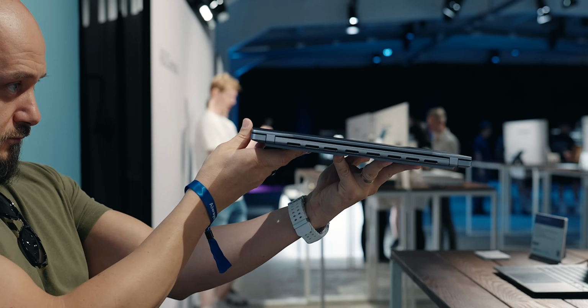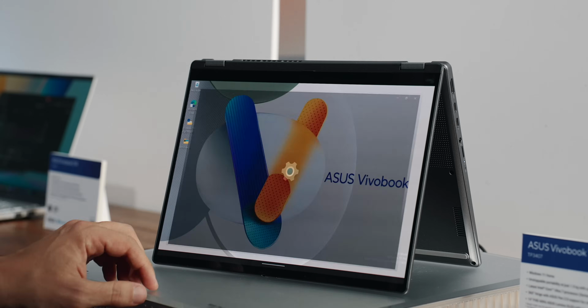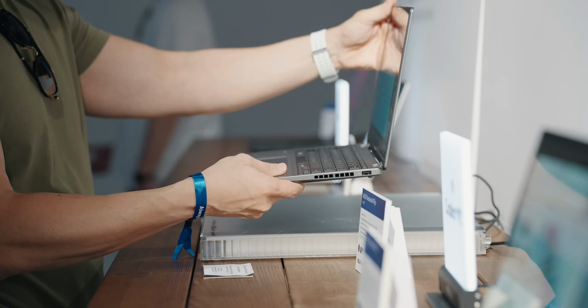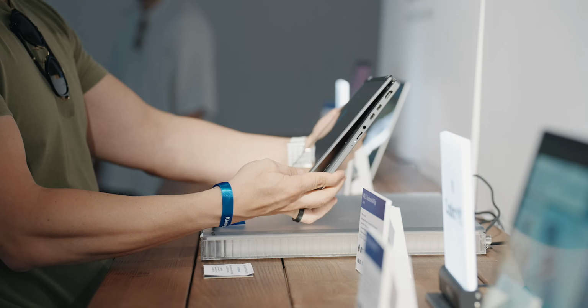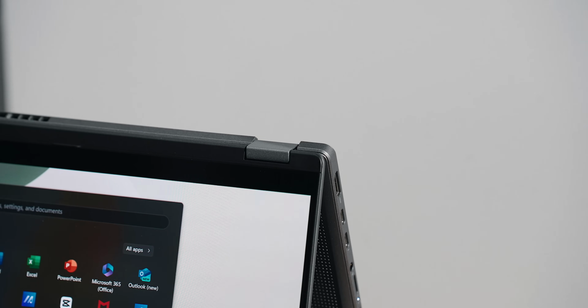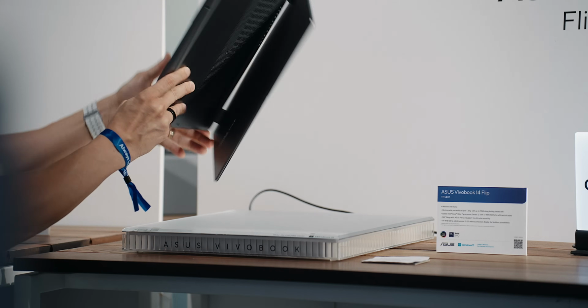The Vivobook 14 is also available as a flip, by the way, which might come in handy for creative people who prefer to rely on a stylus. A 360-degree hinge enables seamless transitions between laptop, tent stand, or tablet mode with support for ASUS Pen 2.0.